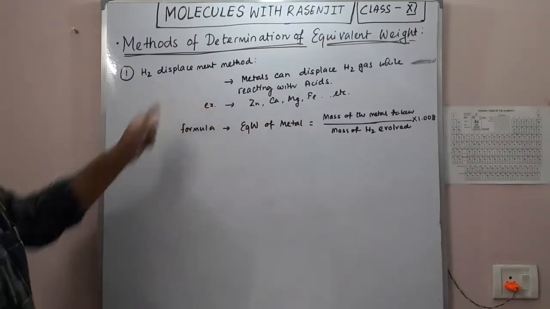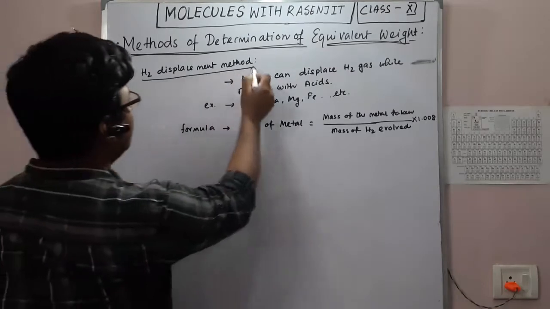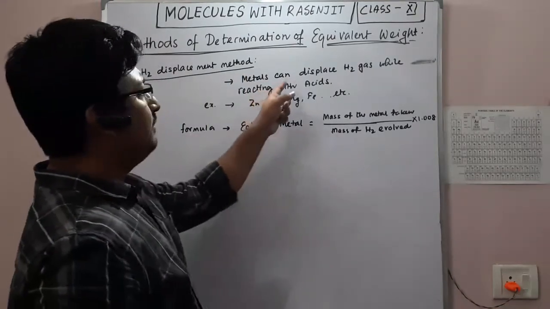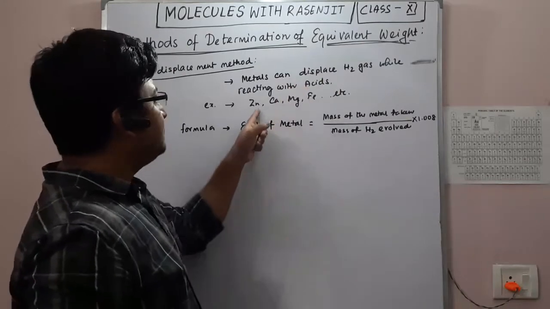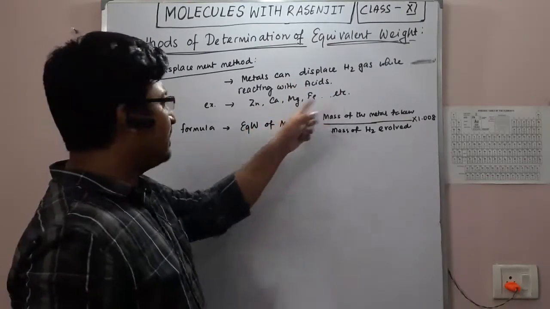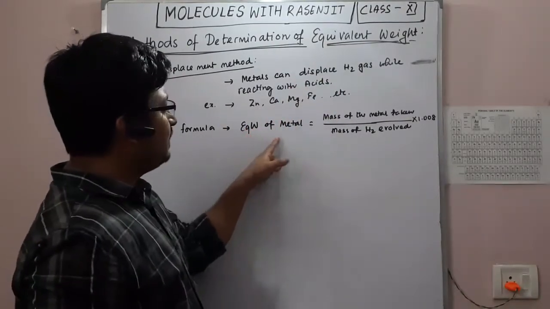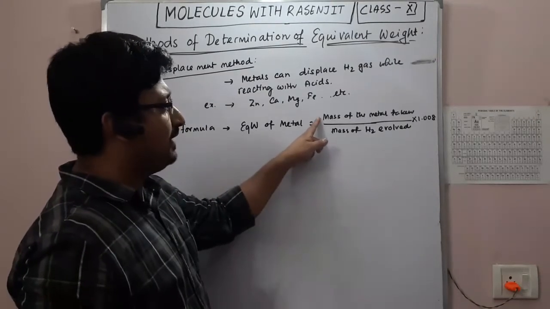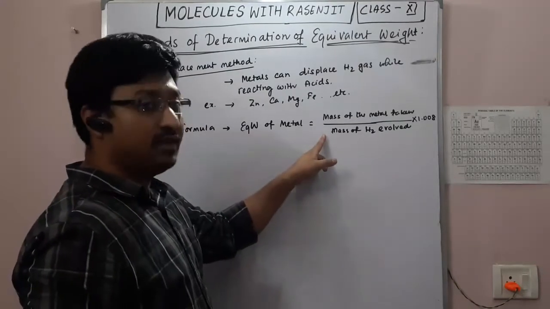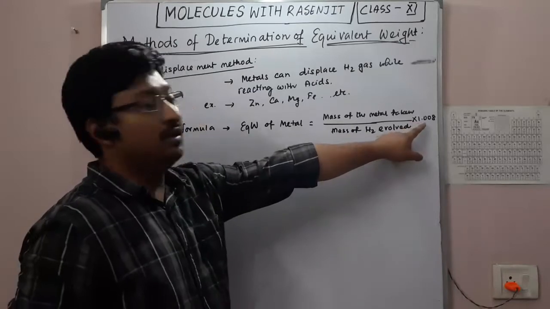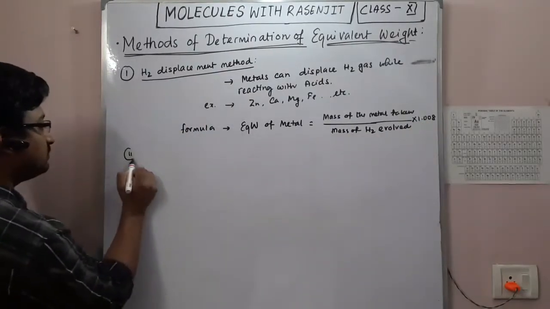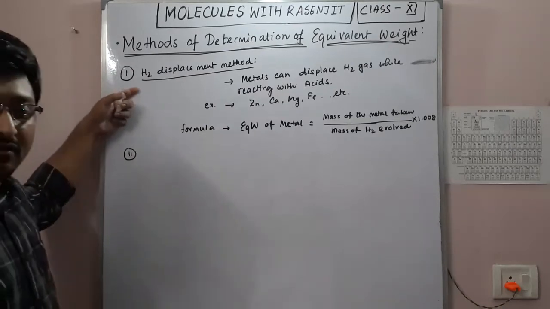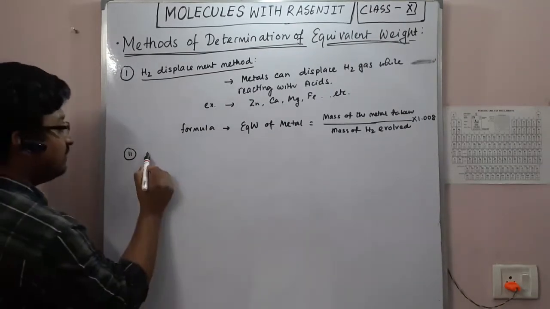So this is the hydrogen displacement method. What you do is you use those metals which can displace hydrogen gas while reacting with acid, like zinc, calcium, magnesium, iron, etc. And the working formula is the equivalent weight of the metal is the mass of the metal taken divided by the mass of the hydrogen displaced, multiplied by the atomic weight of hydrogen. Number two. Now hydrogen is done. Next is the oxide formation method.